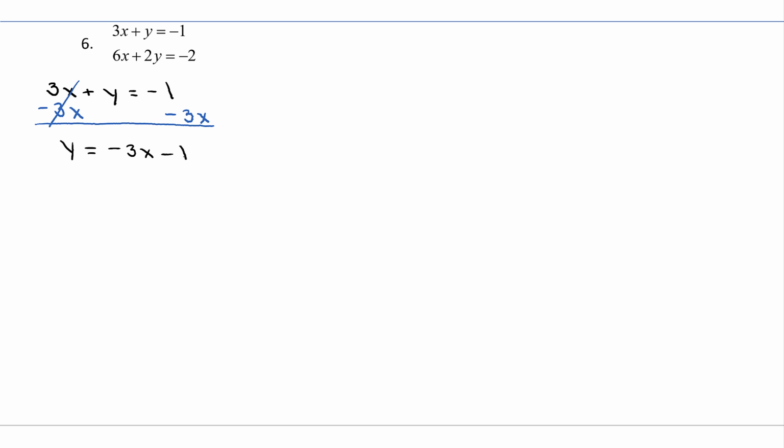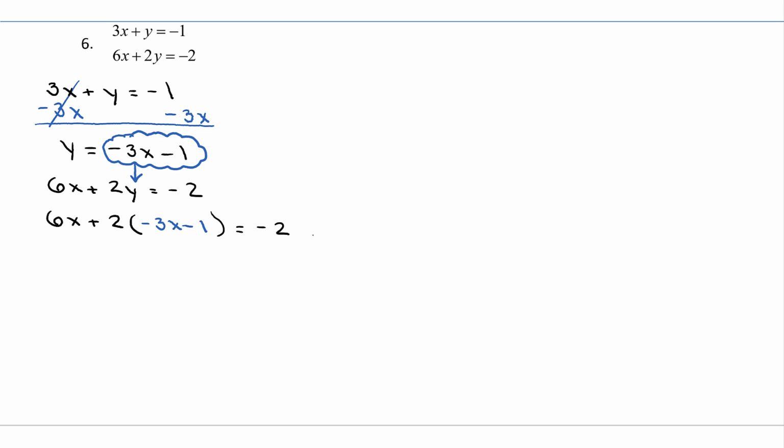Now we're ready to substitute this into our other equation. So we're going to substitute into that 6x plus 2y equals negative 2 equation. Every time I see a y in that equation, I am going to substitute the expression negative 3x minus 1 in place of it. So 6x plus 2 times the quantity negative 3x minus 1, close our parentheses, equals negative 2. Now let's distribute the 2 in front of the parentheses to the negative 3x and that minus 1.